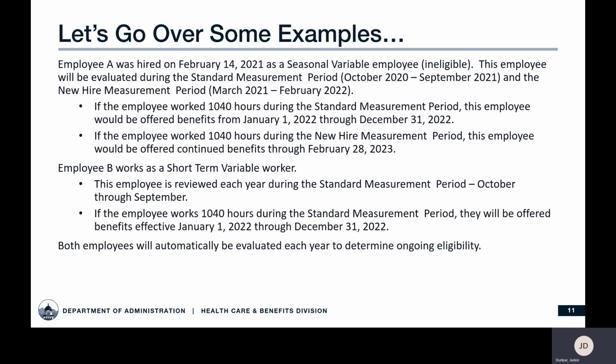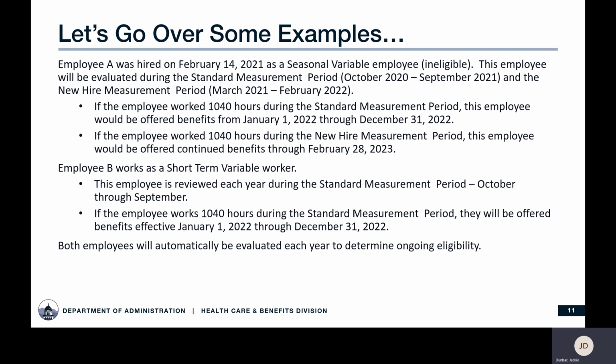If the employee works 1,040 hours during the standard measurement period, this employee would be offered benefits from January 1st, 2022 through December 31st, 2022. If the employee works 1,040 hours during the new hire measurement period, this employee would be offered continued benefits through February 28th, 2023. Employee B works as a short-term variable worker.